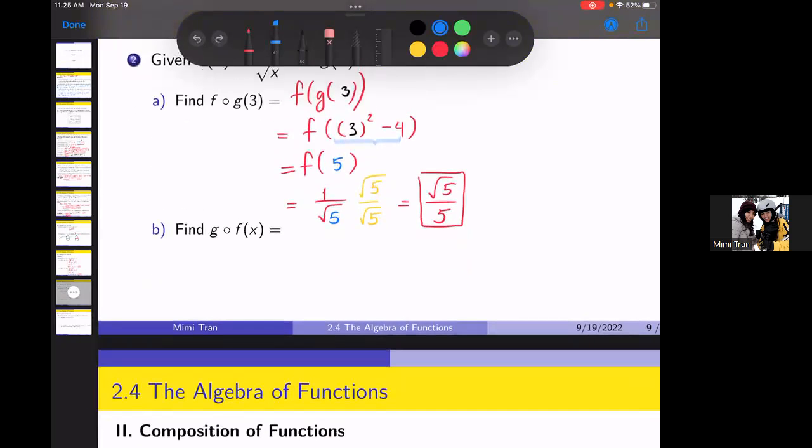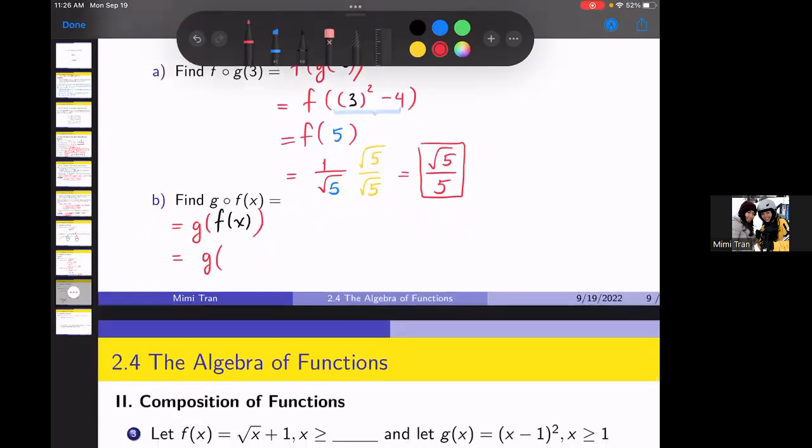g composite of f of x. Now it's no longer a number. So first things first, we write it the way we do it. So g of f of x, right? What's f of x? Yeah, so g of 1 over square root of x. Just do one step at a time. Even though you don't know how to plug it in, I still give you points. Just show the step that you know.